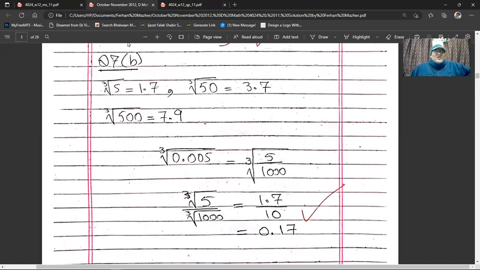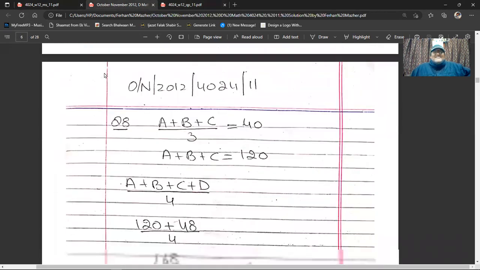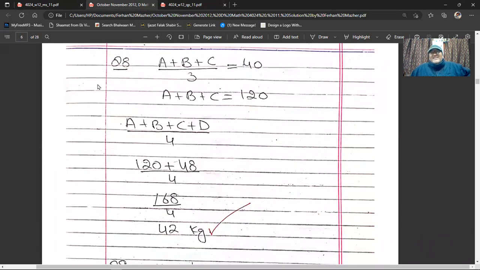First of all, for the 3 boys A, B, and C, their mean is 40. So A plus B plus C divided by 3 is equal to 40. This is how you find the mean. So the sum of the masses of A, B, and C will be 3 multiplied by 40. That will be 120.